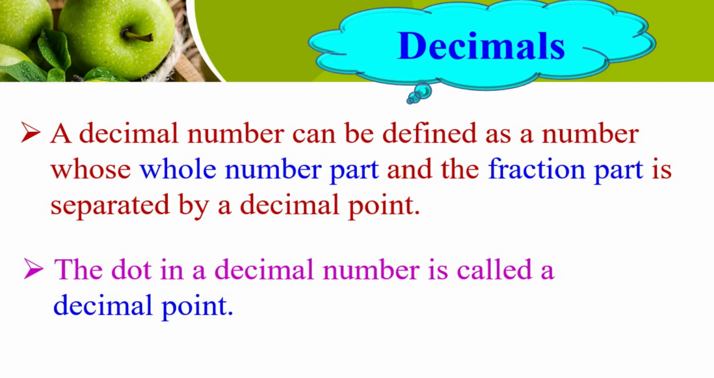How do we read the decimal? For example, 45.31. First we should consider the whole number part, that is 45. Point is the decimal point. Then consider the decimal number part. The decimal number part is read separately, that is 31.